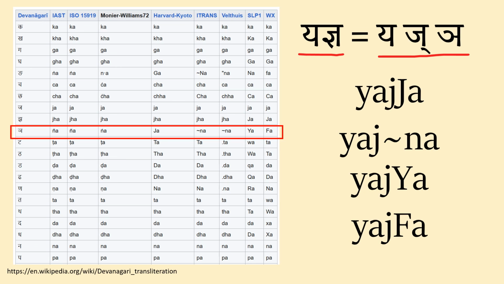Then the last transliteration is called WX, which uses uppercase F here to represent the same sound. So the writing is different. We have to understand that if you are using Devanagari, we have the symbol for the nya sound, but if you are using a Roman script, then depending on the transliteration scheme, the writing could be different. But overall, the pronunciation remains the same.